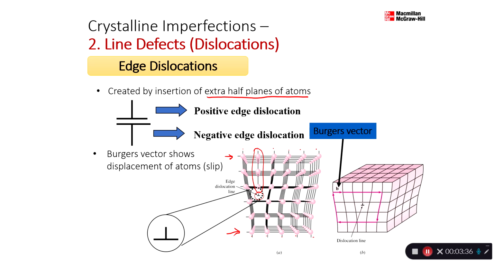There's also something called the Burgers vector, which shows the displacement of the atoms, or the slip. The Burgers vector, I just want to expose you to it, is written in such a way. This is the dislocation line. Based on this, it is a positive dislocation. This is the extra inserted plane. The Burgers vector indicates how the atoms around it are displaced. You can see it here, here, here, and here.